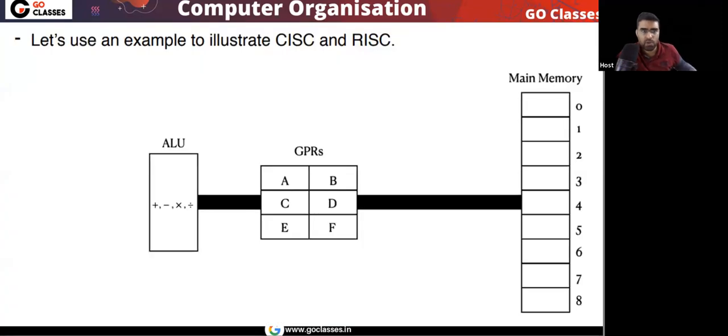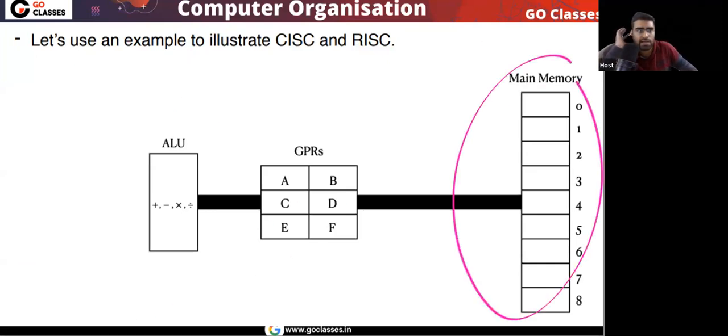Please tell me. Now let me give you one example to understand what is RISC, what is CISC. Okay, a very simple example I will give you. So you have a main memory. This is your main memory, and this is your ALU, and these are the general purpose registers.